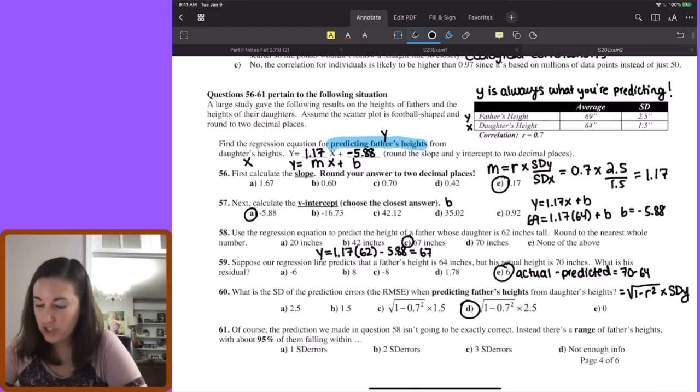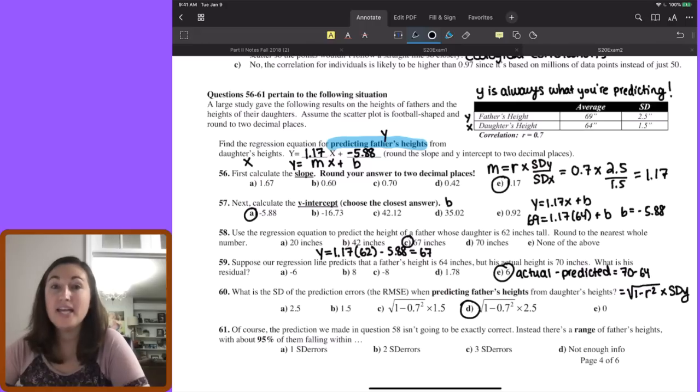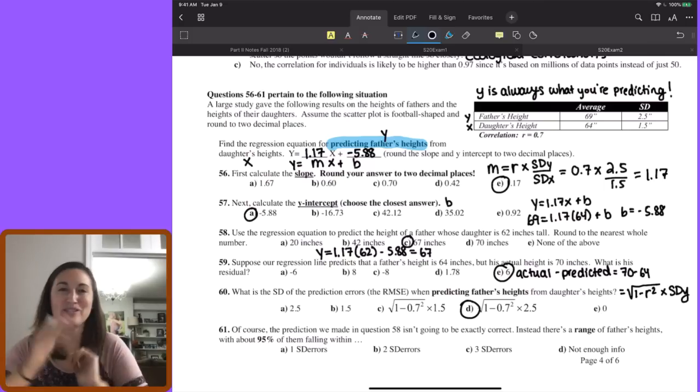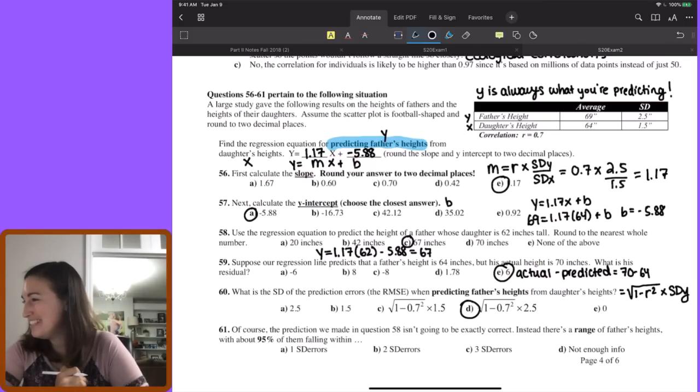Somebody said, is the prediction error always positive? It depends. If your actual value is lower than your predicted value, then it's going to be negative. So it's not always positive. There's positive ones and negative ones. It just depends.